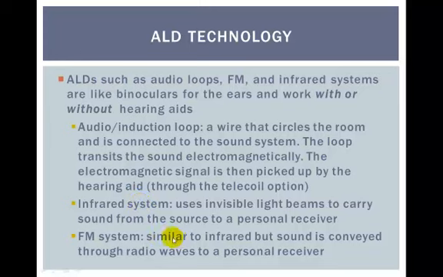An FM system is similar to the infrared, so we don't need a wired loop, but instead of through a light beam, it is conveyed through radio waves, or frequency modulation is the term for FM, to a personal receiver. So the scenario that's most popular with an FM system would be, for example, someone in school, somebody in elementary school, middle school, high school, or college.